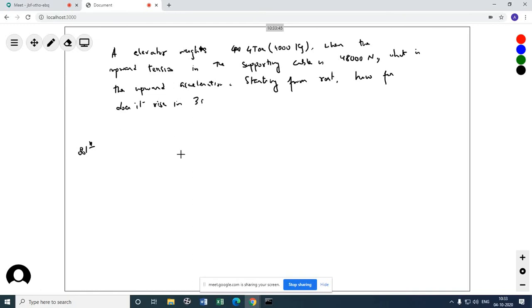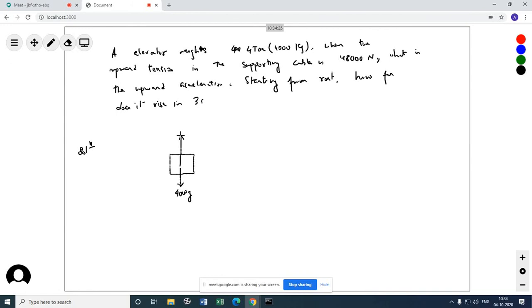Okay, let me do it. Elevator weighs 4 ton. When the upward tension, so I'll draw the free body diagram. You can see, only showing the forces which are acting on the body. So weighs 4,000 kg, that means this is 4 ton, 4,000 mg, right? Upward reaction is R. There is also a tension to the elevator, right?